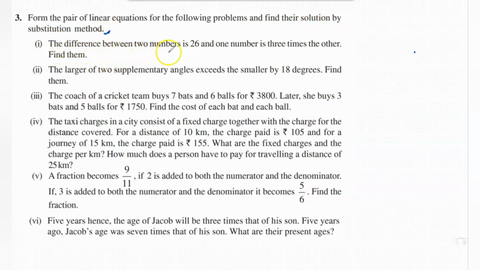The difference between two numbers is 26 and one number is 3 times the other. We need to find the numbers. So the difference between the two numbers is given, and also given is that one number is 3 times the other number. So we need to find those two numbers. Okay, let's start in a new page.